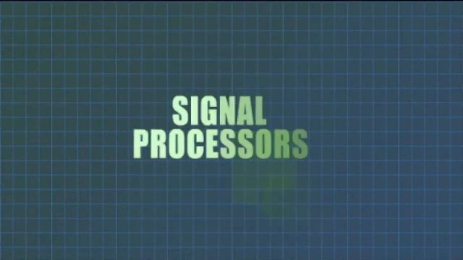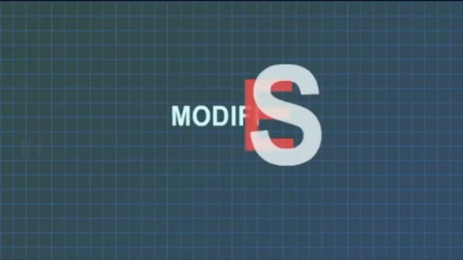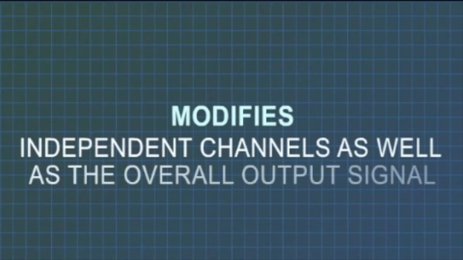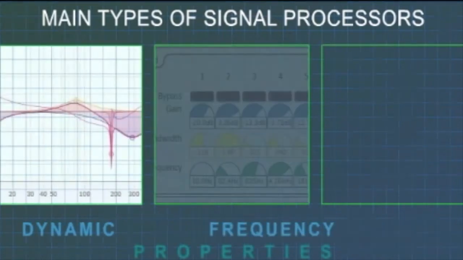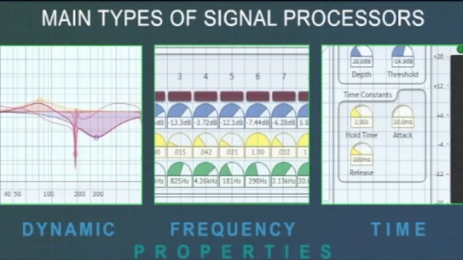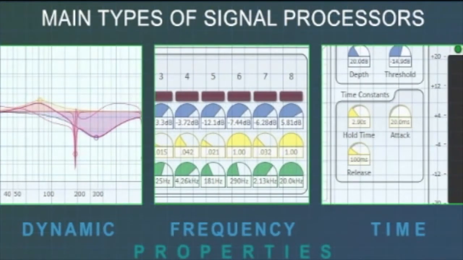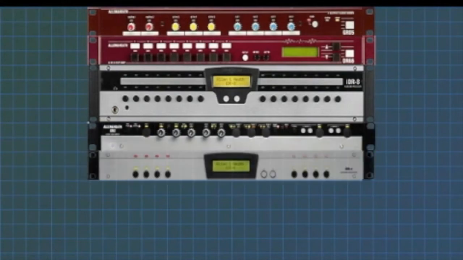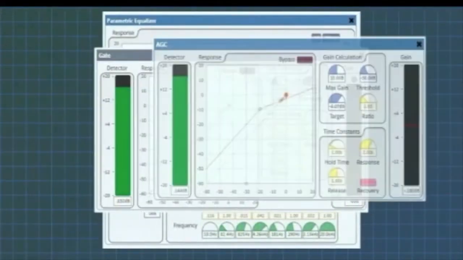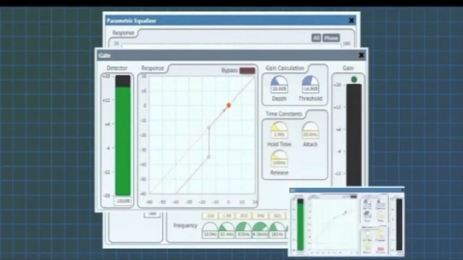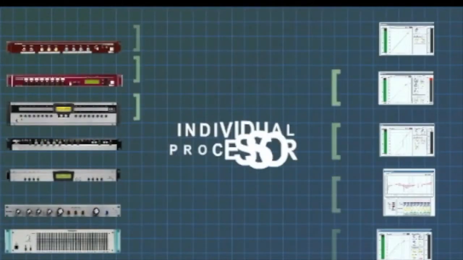Signal processors are devices commonly used to modify independent channels as well as the overall output signal. There are three main types of signal processors that alter the dynamic, frequency, and time properties of the audio signal. Each type of signal processor, whether it be a separate physical device or one of many virtual representations within a DSP, should all be thought of as individual processors.